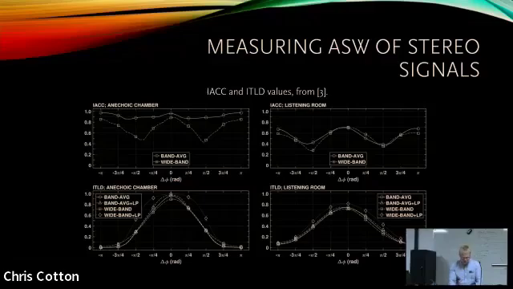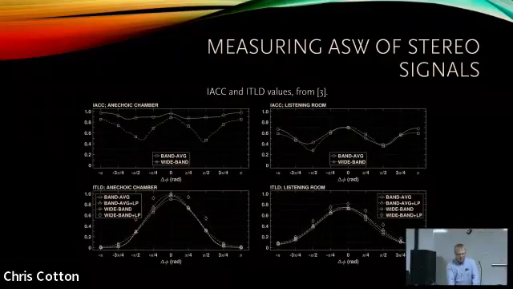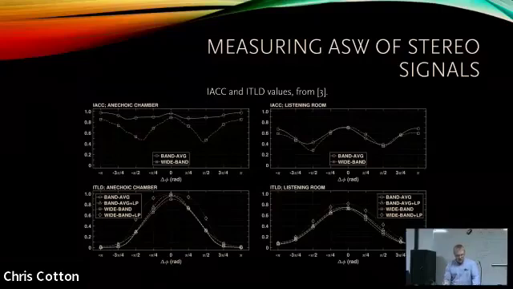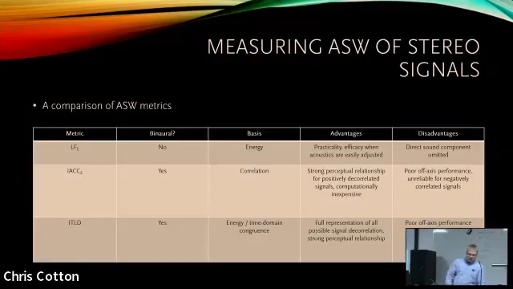They're essentially mirrored. Whereas when we look at ITLD, we see that although it is symmetrical about 0, it's not symmetrical about pi/2, like IACC is, which means that we've got full representation for all possible binaural ear signal correlations. So just a comparison, just a summary of ASW metrics before we talk about some limitations when measuring ASW.